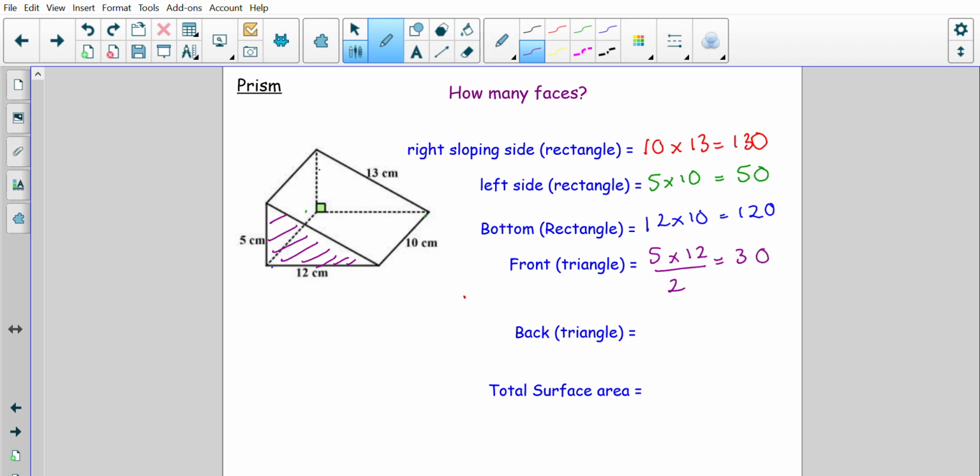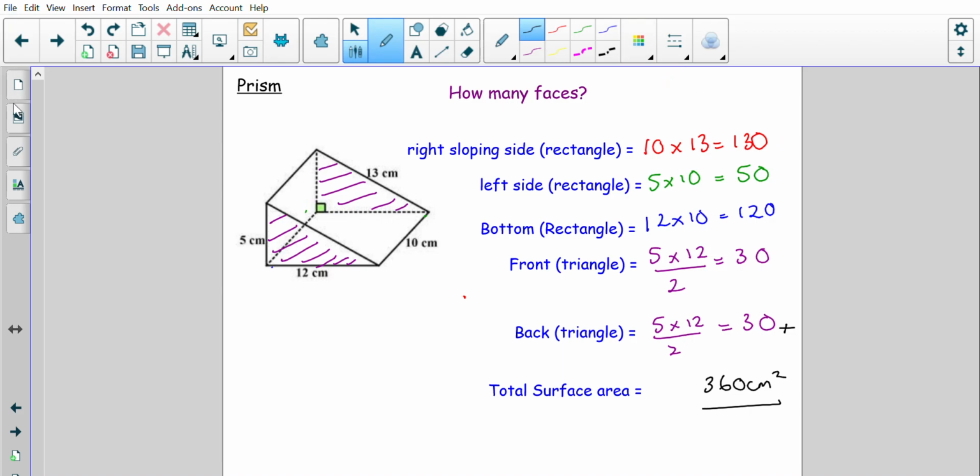Now in a prism, you will find that the front and back face are the same. So now my back triangle is the same. We could just write down 30 again, but to show full method, I'm going to show how I've worked it out. There I've got another face of 30 centimeters squared. Now to get my total surface area, I need to add all of those up. If we add them up, so let's put a plus there so I can see I'm adding them, I get 360 centimeters squared. So that's my full method clearly laid out, showing how I've worked out the area of each face and the fact I've added them up to get the total surface area.